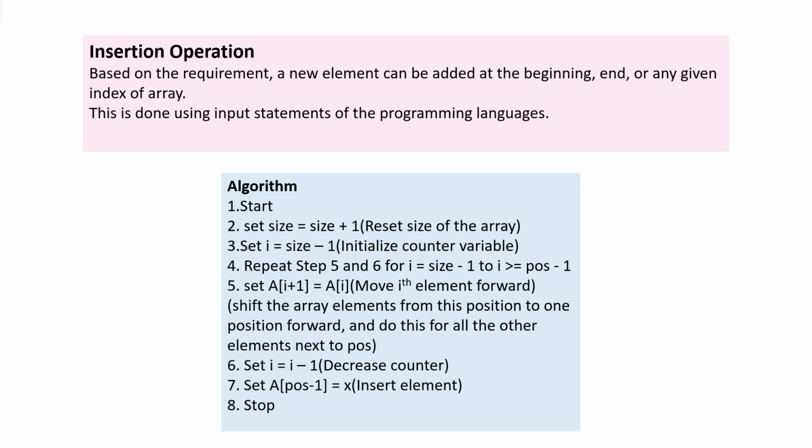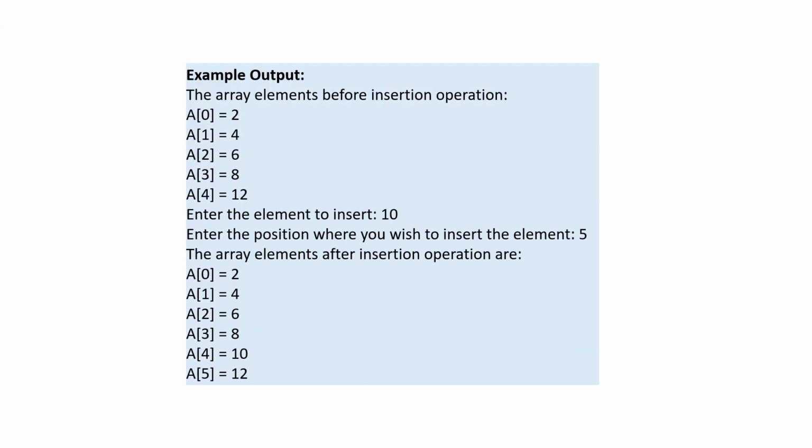What is done here is the array elements are shifted from this position one position forward to make room for the new element to be inserted. And next the element to be inserted is placed at the particular position. This is better understood by this sample output. If we want to insert the element 10 at position 5, then that particular index is 4, and the fifth element is 12. So this fifth element is shifted one step forward, so A of 5 is equal to 12, thus making room for the new element 10 to be inserted at the fifth position. After inserting, the output becomes like this. Hope you'll be understanding this.